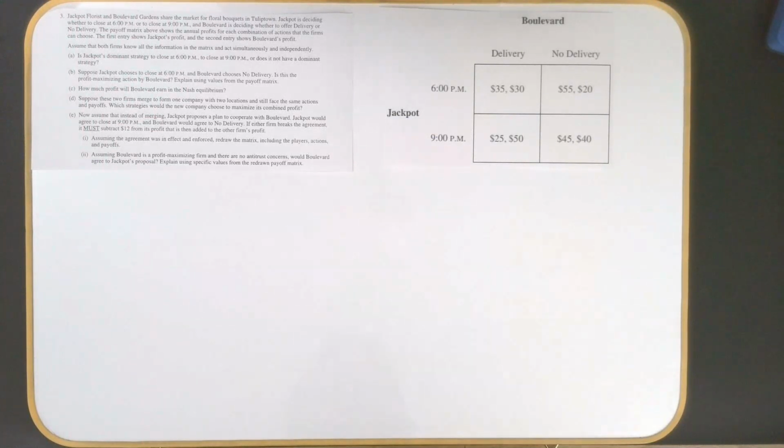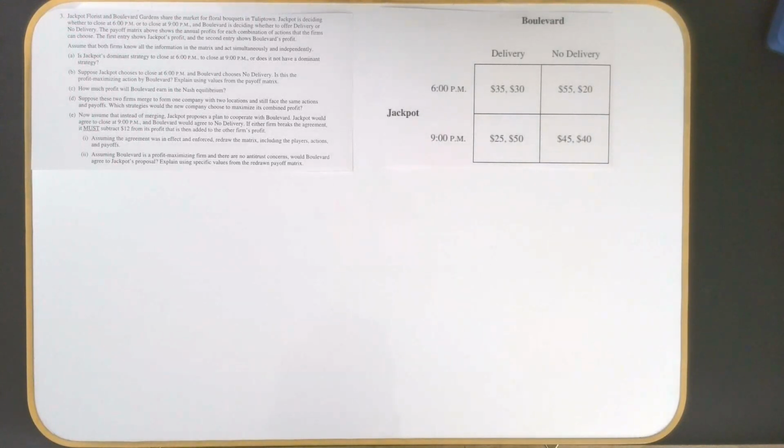Right away, you look at this and you say, payoff matrix, dominant strategies, got to figure this out. But it does look a little bit unusual; it threw some students in 2019. First we'll read the question, then we'll dive into analyzing the strategies. It says, Jackpot Florist and Boulevard Gardens share the market for floral bouquets in Tulip Town. Jackpot's deciding whether to close at 6 or close at 9. Boulevard's deciding whether to offer delivery or no delivery. The payoff matrix shows the annual profits for each combination of actions that the firms can choose.